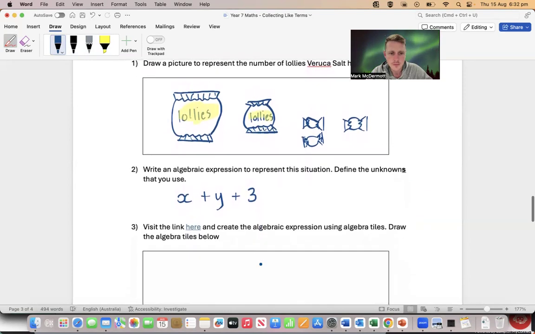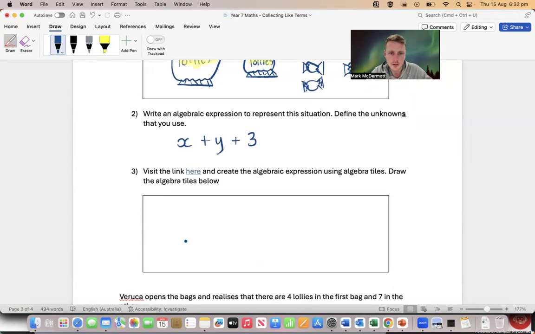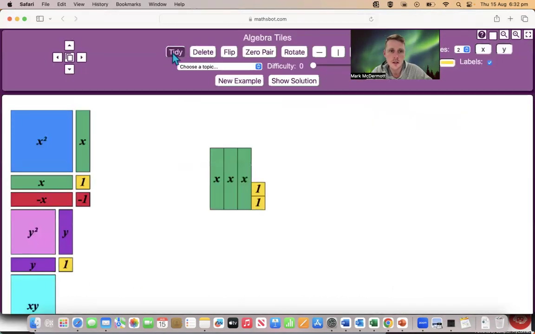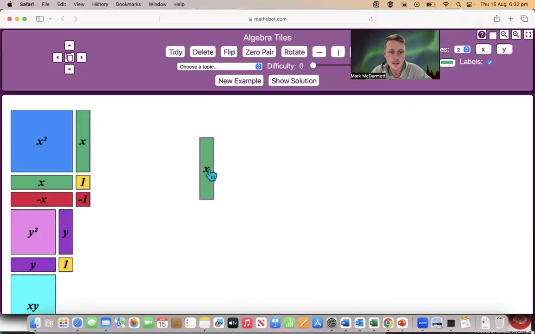Now we need to draw the algebra tiles. So let's think about what the algebra tiles would look like. So if we go back here, let's tidy that up. So we've got x plus y. So y has to be a different size tile because they're not like terms. And then the last part was plus, I think, plus 1. So it looks something like that. X plus y plus 1 would be represented like that using algebra tiles.